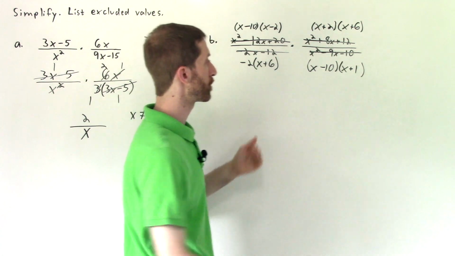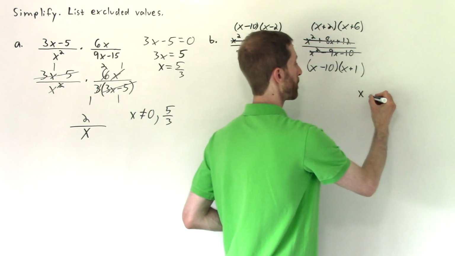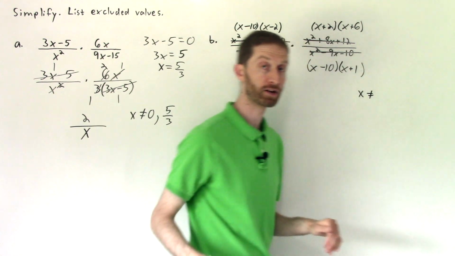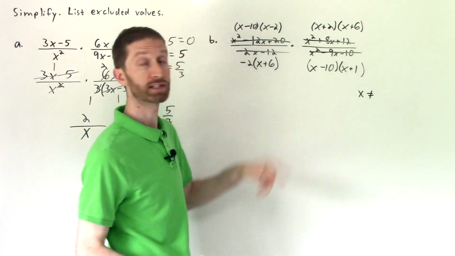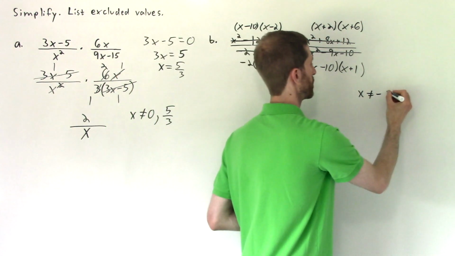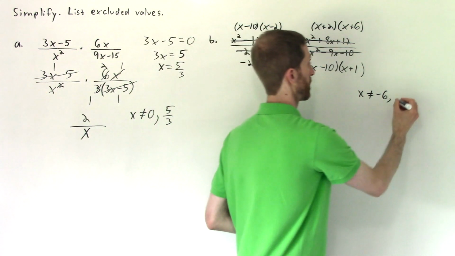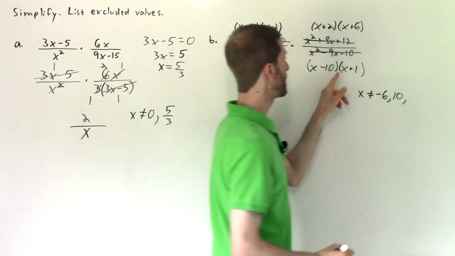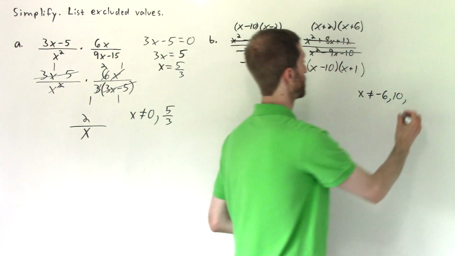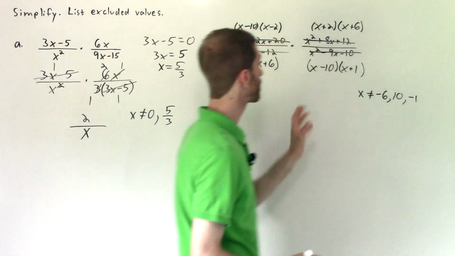So we'll look for first the excluded values. What are the numbers that make the denominator 0? Negative 6 plus 6 would make that 0. So x can't equal negative 6. 10 minus 10 would make that 0. So x can't equal 10. Negative 1 plus 1 would make that 0. So we can't equal negative 1. So those are our excluded values.